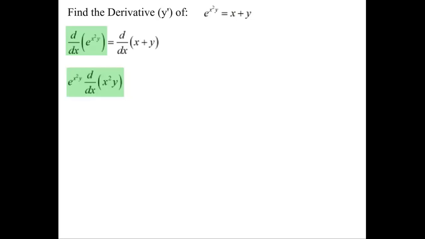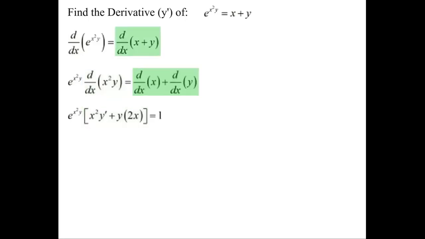Find the derivative of e raised to the power of x squared times y equals x plus y. We take derivatives of both sides, and here we are going to have to use a combination of the chain rule and the product rule. So the derivative of e raised to the power of x squared times y is going to be equal to e raised to the power of x squared times y times the derivative of x squared times y, which in itself requires the application of the product rule. So applying the product rule, we have x squared times y prime plus y times 2x.